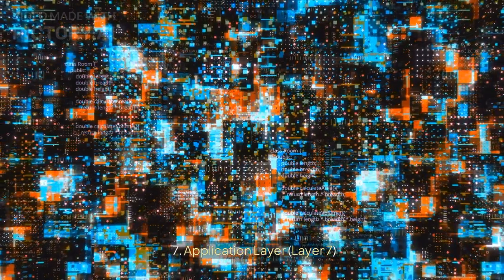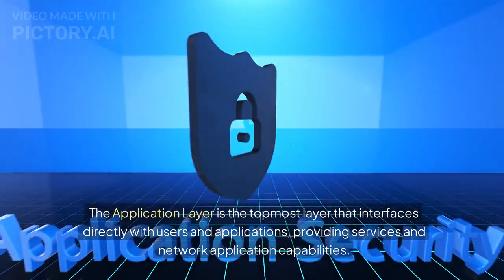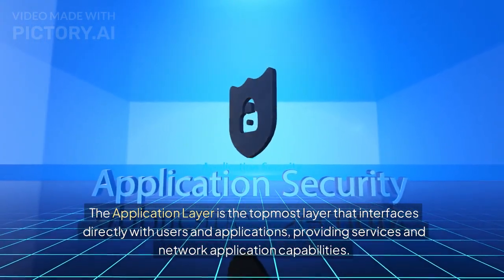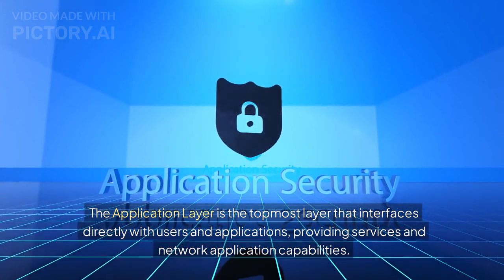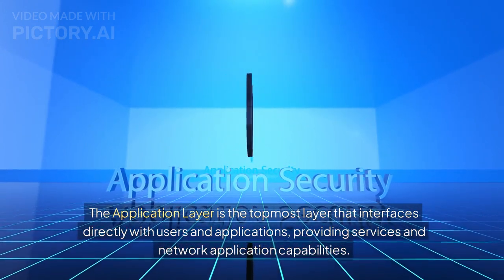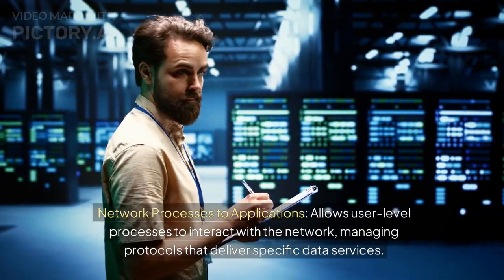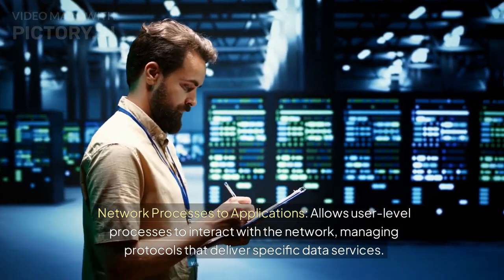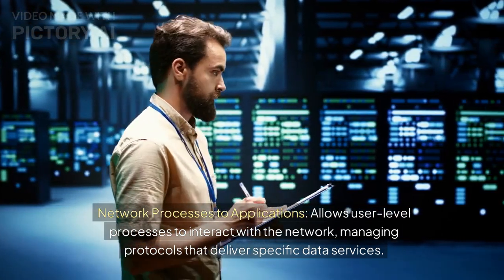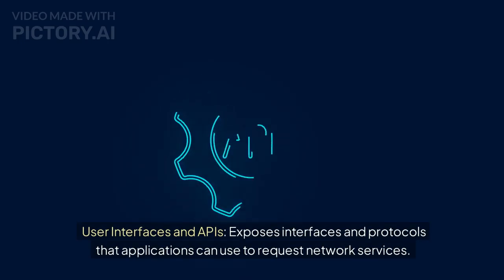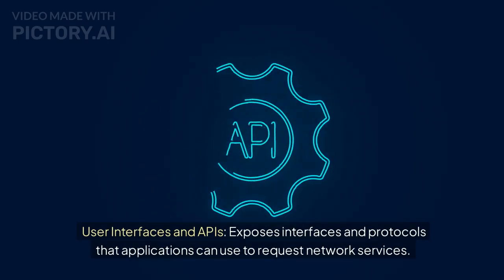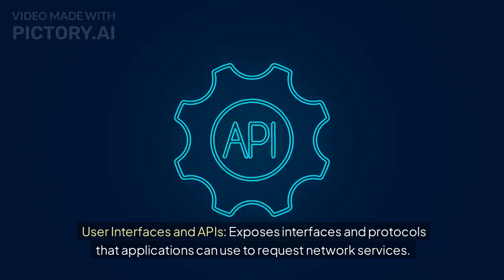7. Application layer. Layer 7. The application layer is the topmost layer that interfaces directly with users and applications, providing services and network application capabilities. Network processes to applications allows user-level processes to interact with the network, managing protocols that deliver specific data services. User interfaces and APIs exposes interfaces and protocols that applications can use to request network services. Includes FTP for file transfers, HTTP for web access, SMTP for email, etc.